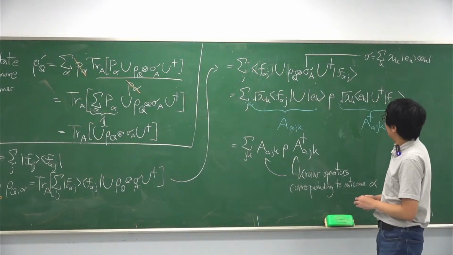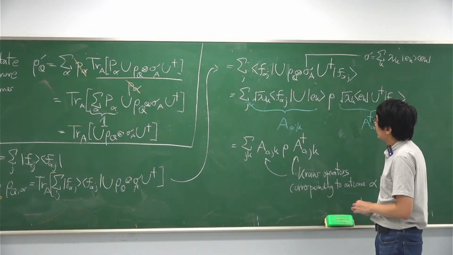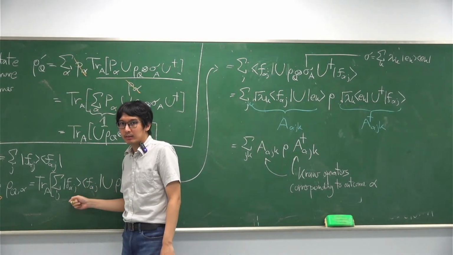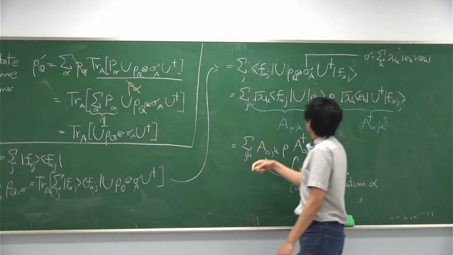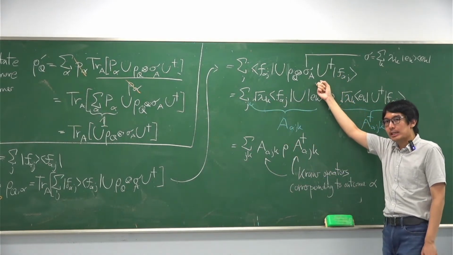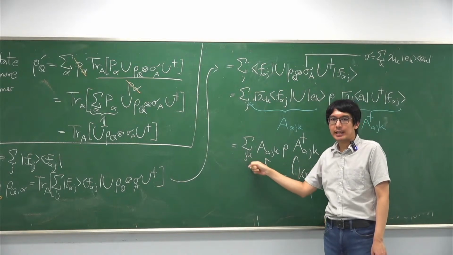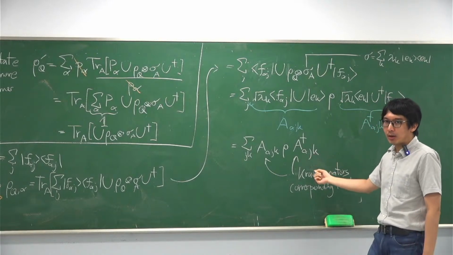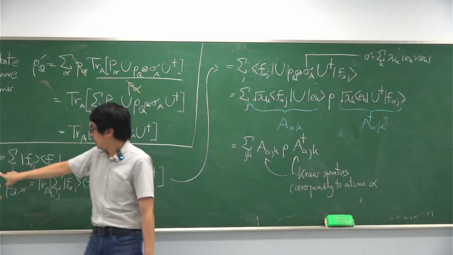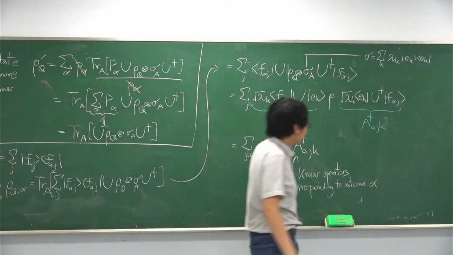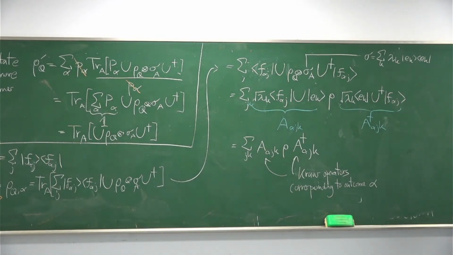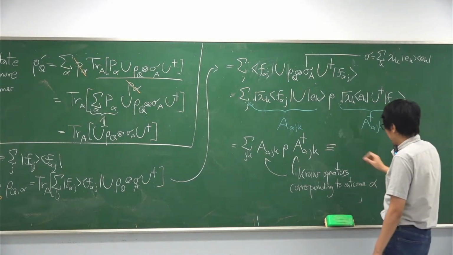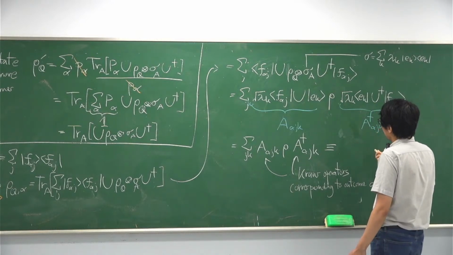So notice that if our projective measurements are rank 1, and if the state of the ancilla is a pure state, then we wouldn't have this sum over jk. There will be no label jk, and this would just be a single Kraus operator for the outcome alpha here.